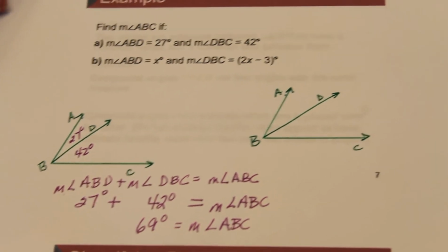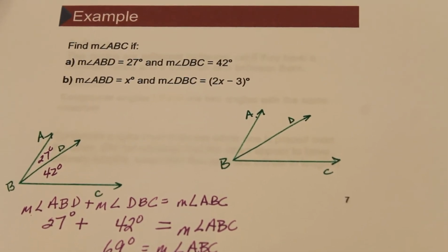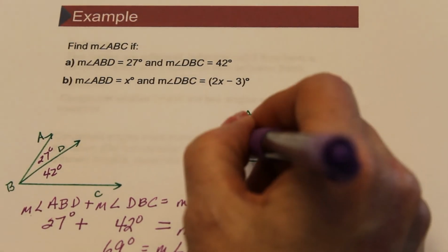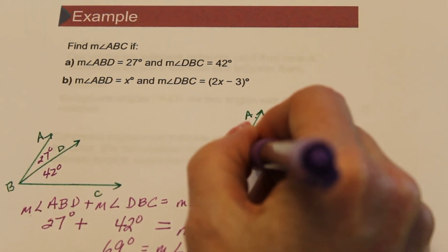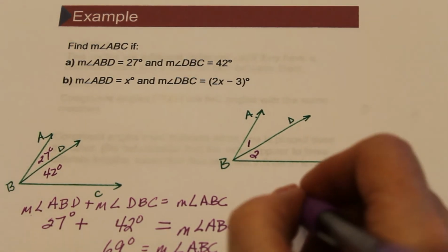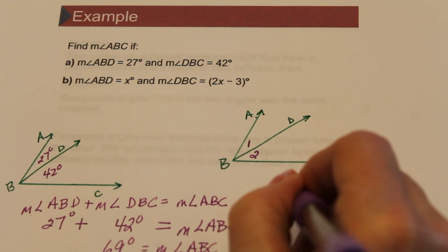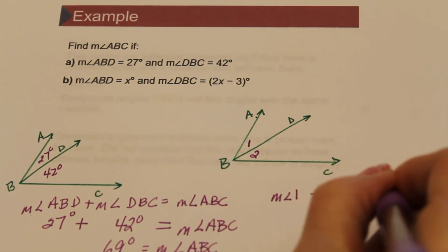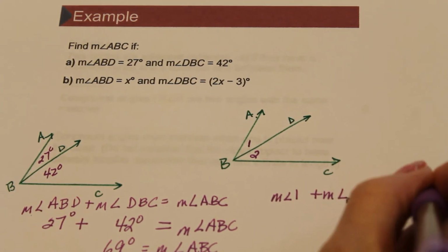Now for example B, I want to try to get away from all of this alphabet soup here. I'm going to call this angle 1, and I'm going to call that angle 2. As long as your diagram is clearly marked with angle numbers, you can use them for your calculations. So now what we'll say is the measure of angle 1 plus the measure of angle 2 is going to equal the measure of angle ABC.